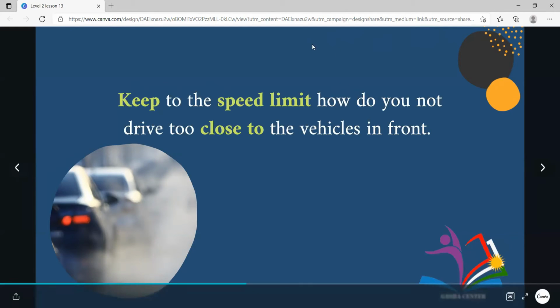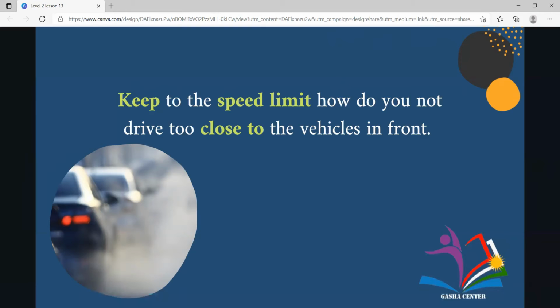Okay. Yes, Mr. Serhat? Yes, teacher. Yeah, can you do this one? Yeah, sure. Keep to the speed limit. How do you not drive too close to the vehicle in front?